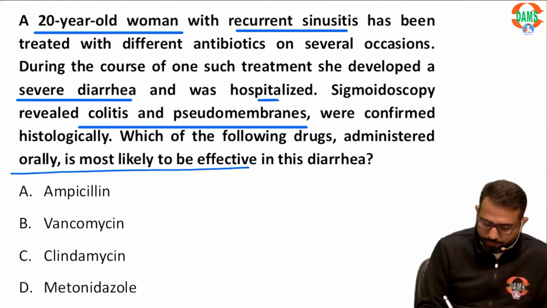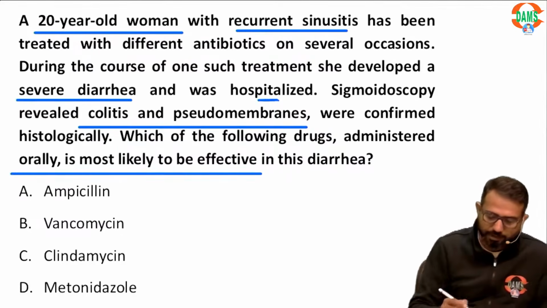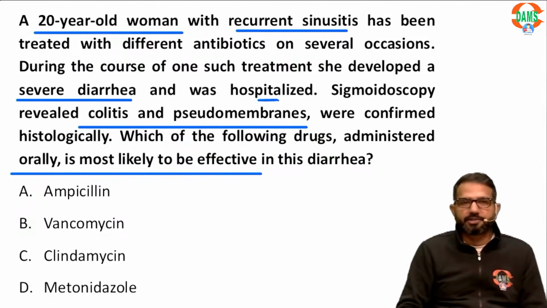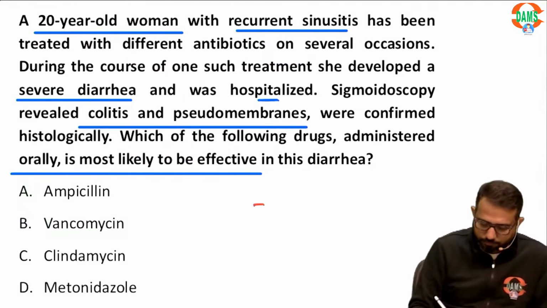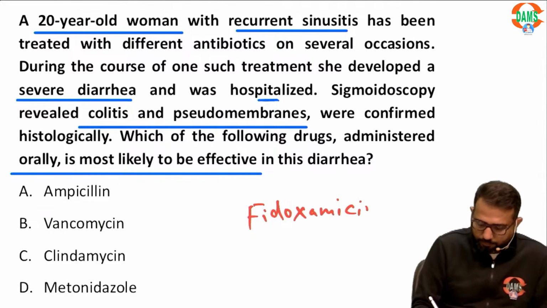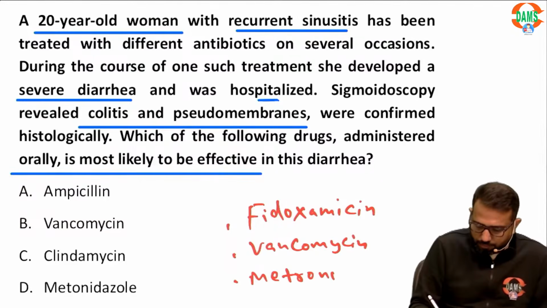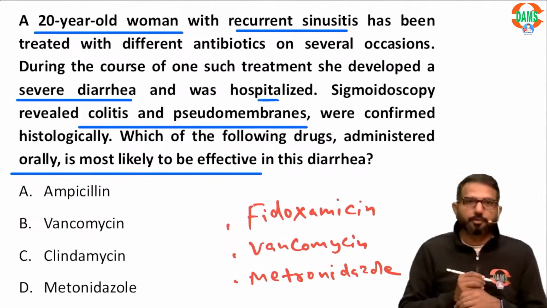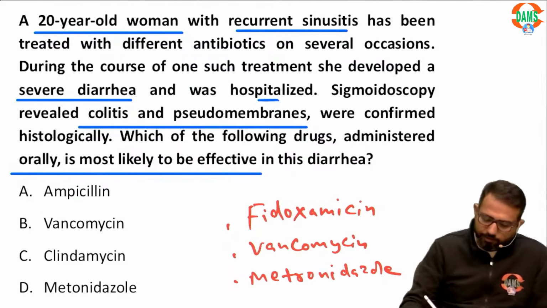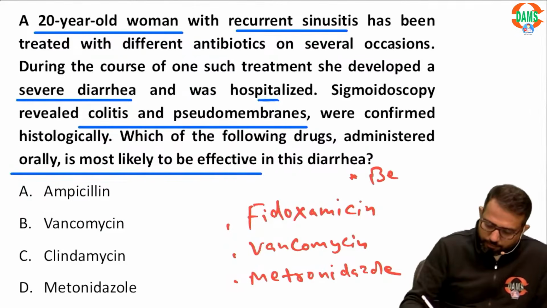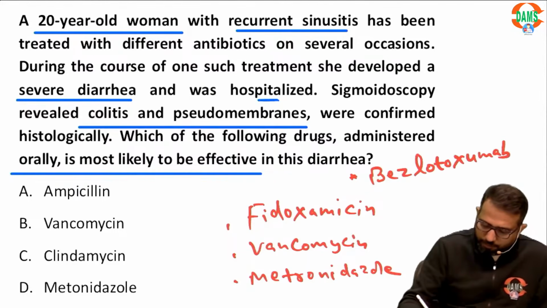Orally administered, most likely to be effective. Which drug is this? Nowadays the most effective drug is fidaxomicin, but that is not in the choices. We use fidaxomicin, we use vancomycin, we use metronidazole. These drugs we use. And nowadays we have one monoclonal antibody also, bezlotoxumab. That is the monoclonal antibody.